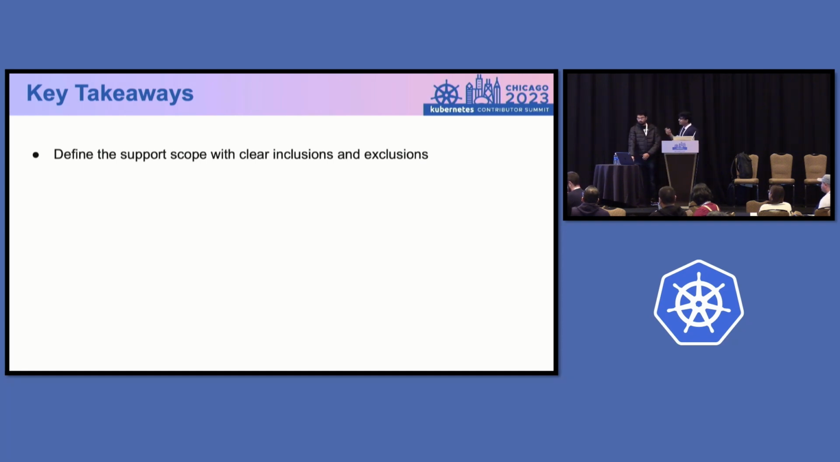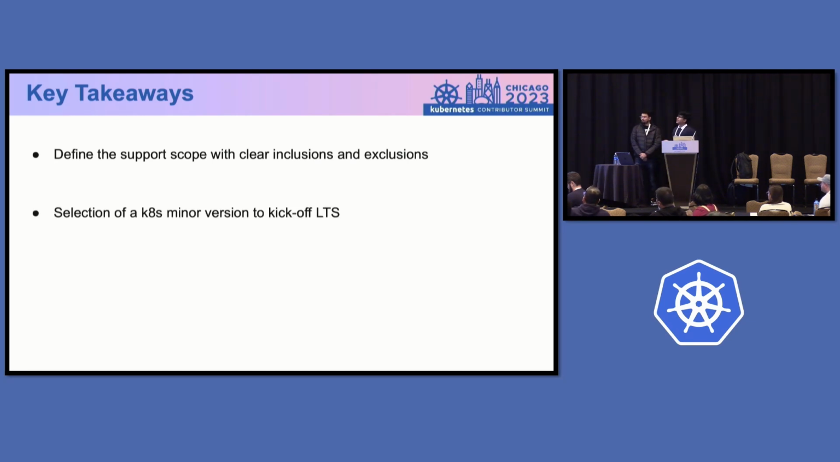Next is the CI signal. We need to have those particular tests to define that. So these are the minimum inclusions. Exclusions can be other things, like alpha features or something which is not that important.